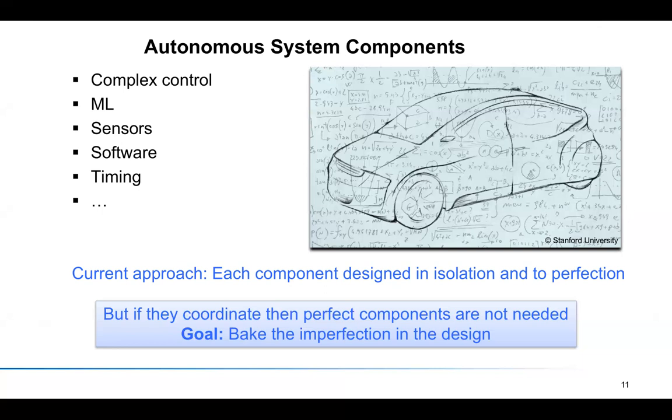Now, the current design approach is that each component is designed in isolation, and the goal is that each component is designed to perfection. What is the meaning of that? It means that, for example, your timing component that is responsible for doing things like scheduling, the goal is that all deadlines are always met. If you're looking at the machine learning component, the goal is that the machine learning component works perfectly or as perfectly as possible. It does perfect classification.